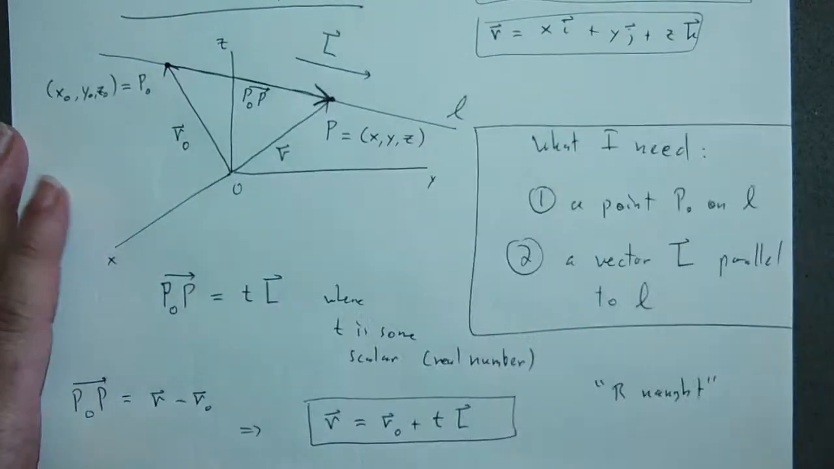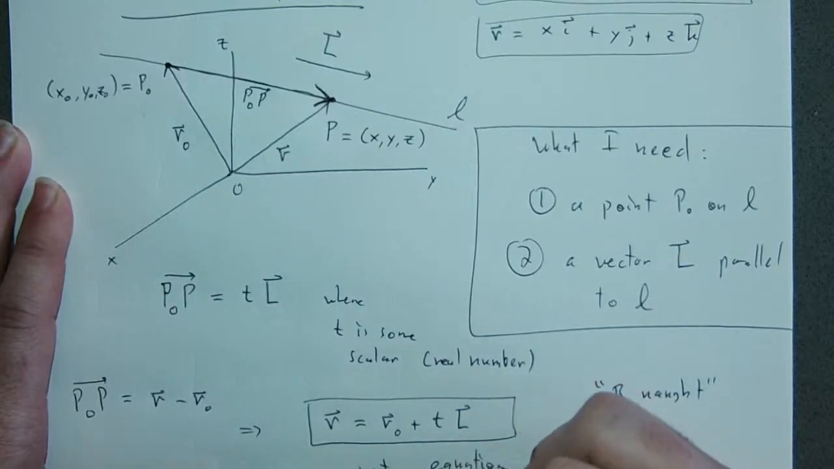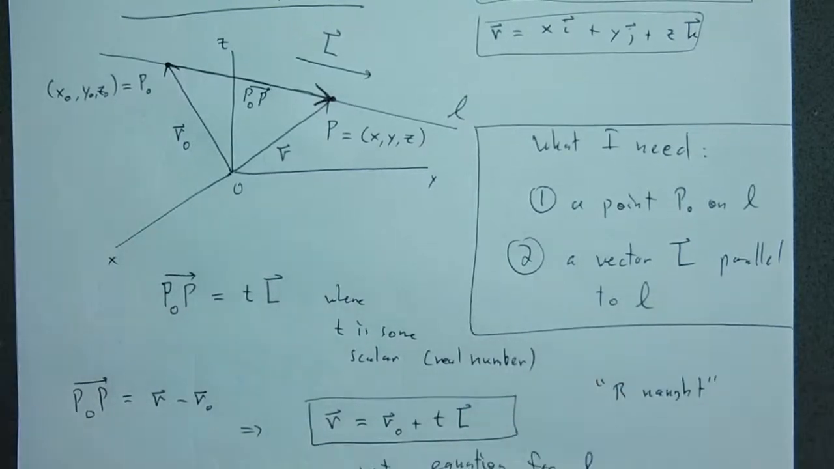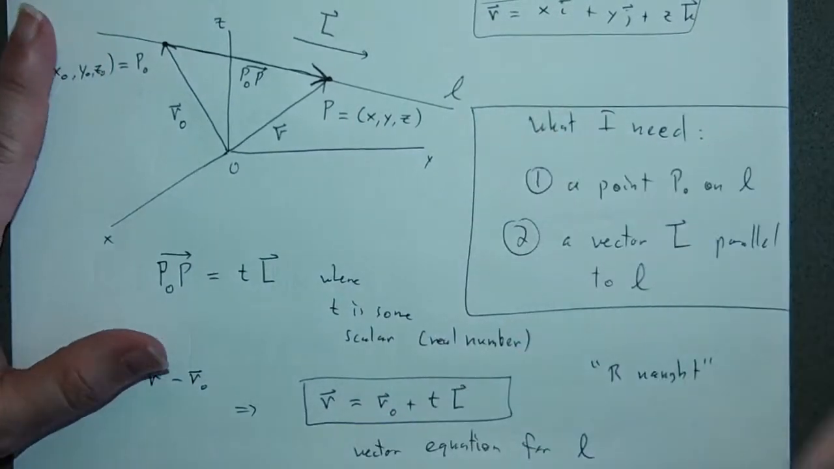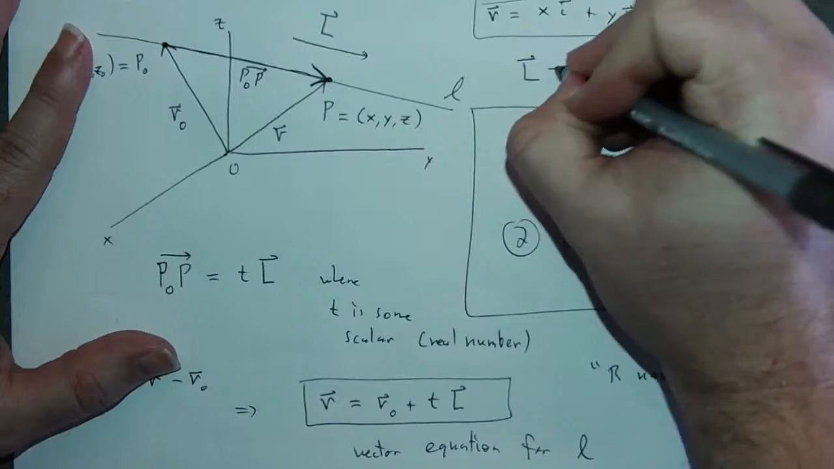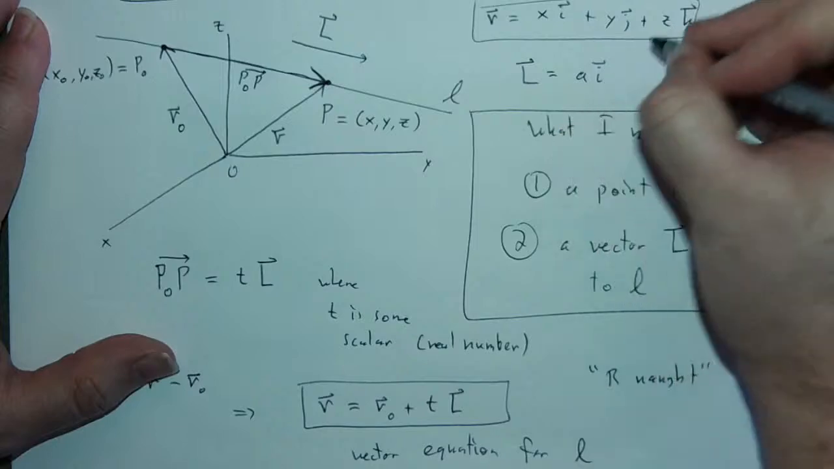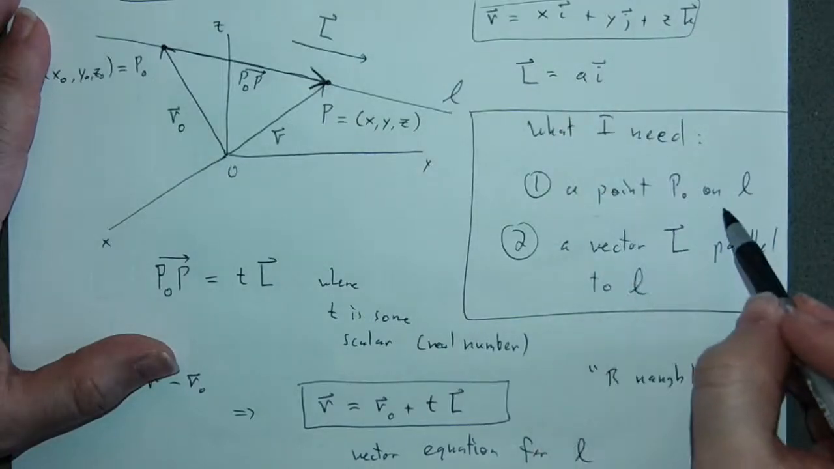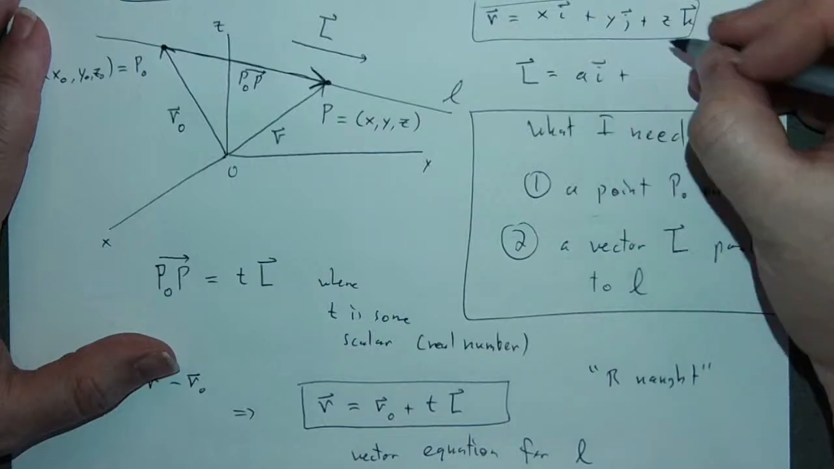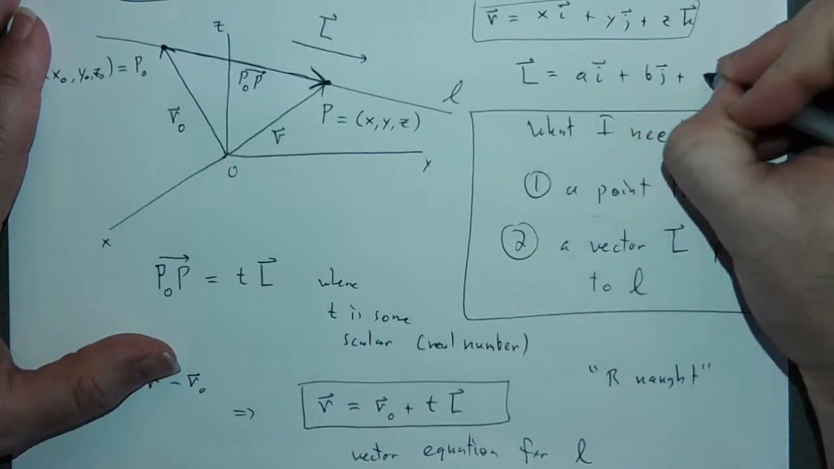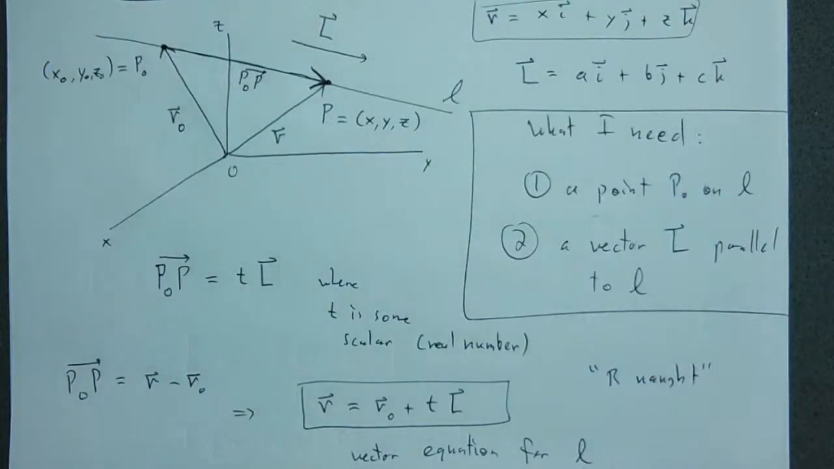So this is the vector equation for a line. Now there's a more useful form of this, and to see that, I'm going to use this same notation, but let's suppose that this parallel vector, big L, is given. So I need a point, P naught, and I need a vector L that's parallel to my line. Here's my vector L, and I'll say that this is A, B, C in IJK notation, so it's A i plus B j plus C k.